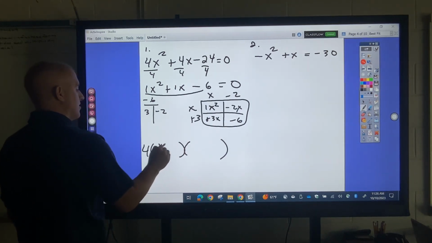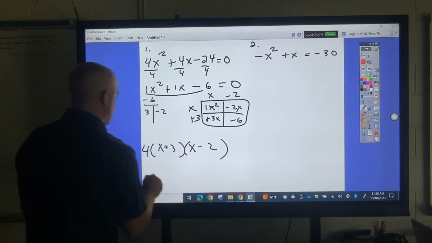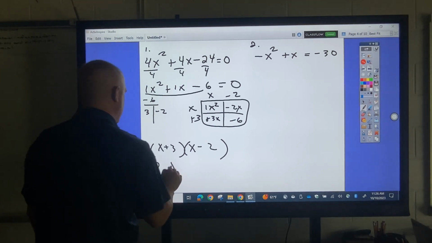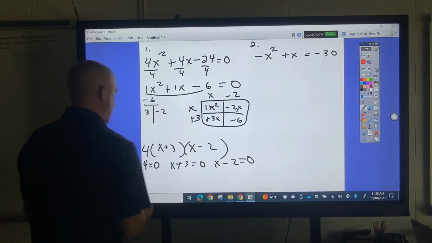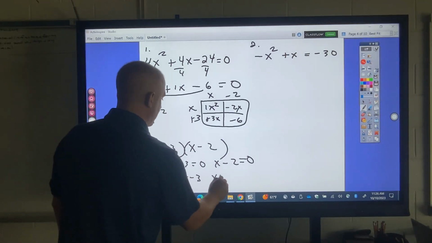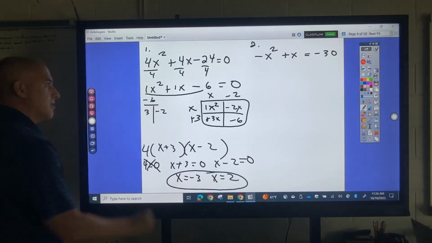X times 3. So if I go to solve that, set the 4 equal to 0, the x plus 3 equal to 0, and the x minus 2 equal to 0. This one you can't solve. This one would be x equals negative 3. This one would be x equals 2. Subtract 3 and add 2.